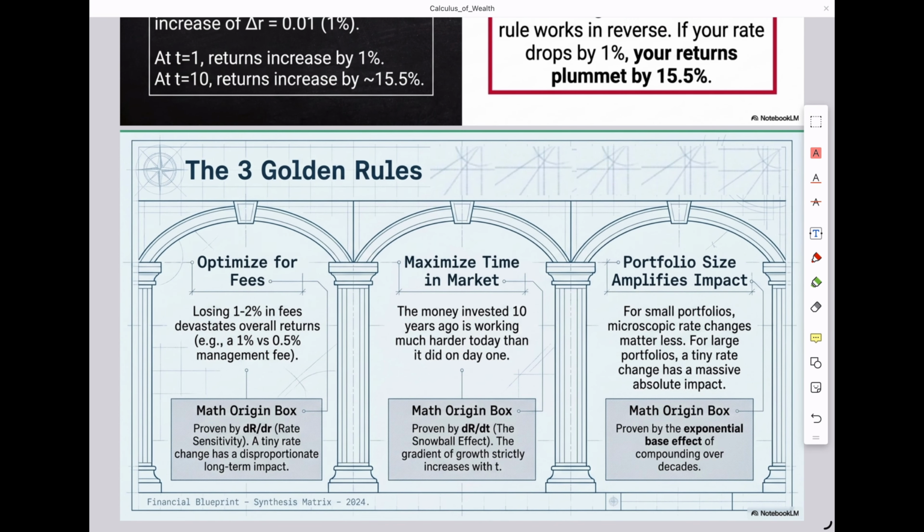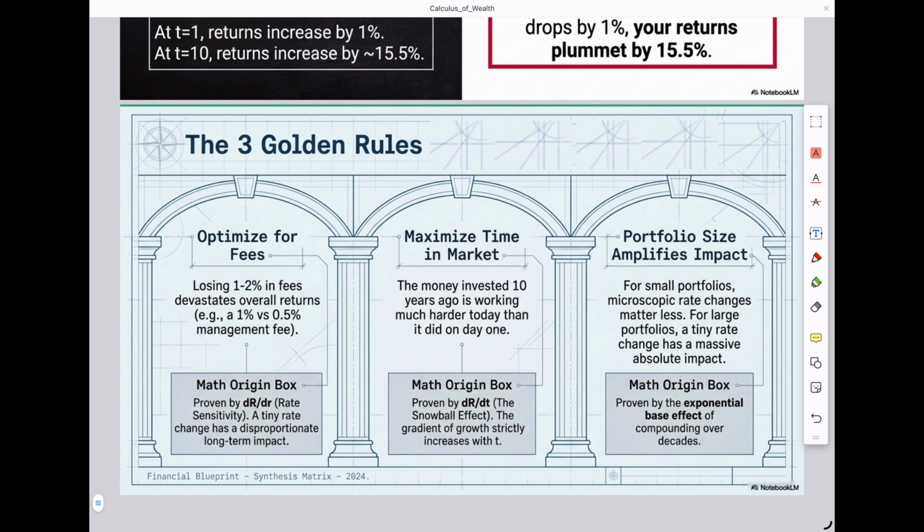So we have looked at rate sensitivity and we have looked at the snowballing effect. So now it comes to the 3 golden rules. I want to make sure the product that I have been investing in optimizes for fees. Losing 1 to 2% in fees devastates overall returns by a lot. So if my management fee is higher, I would want to choose the one with lower management fees if the returns are similar for 2 products. The math that showed this is the rate sensitivity dR over dr.